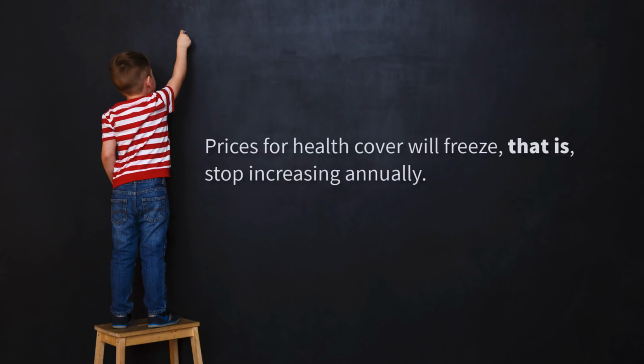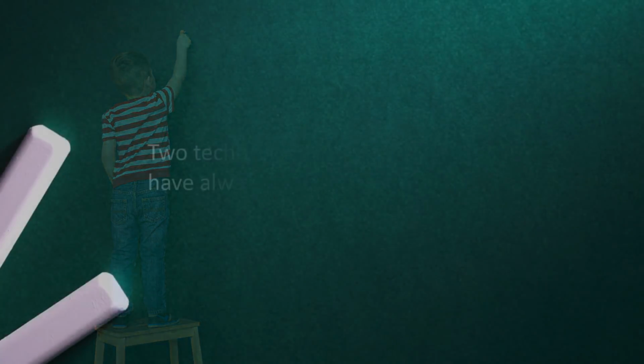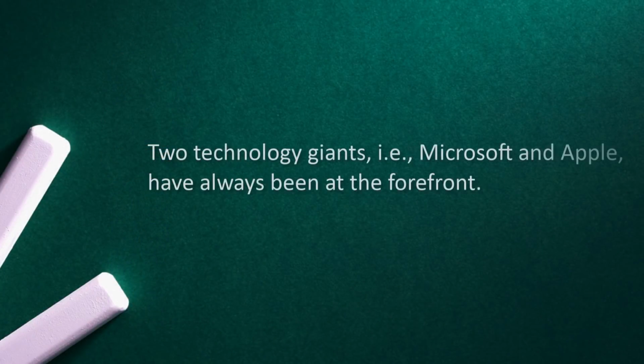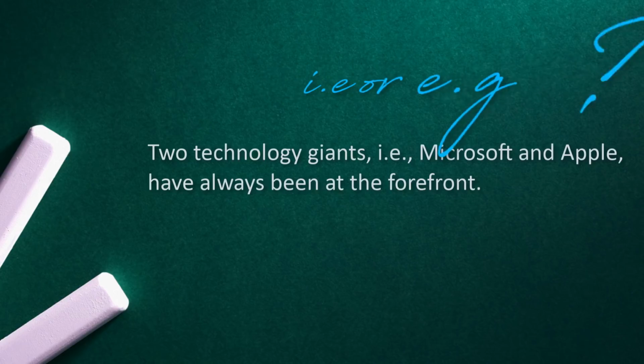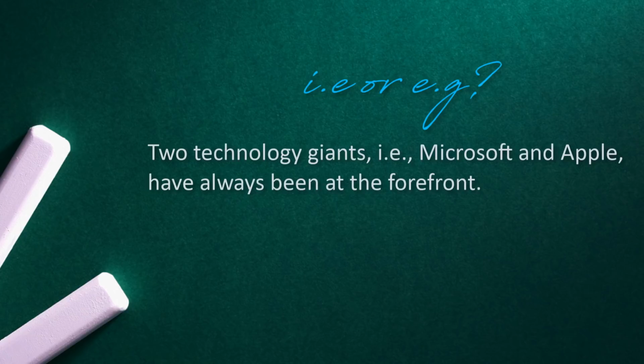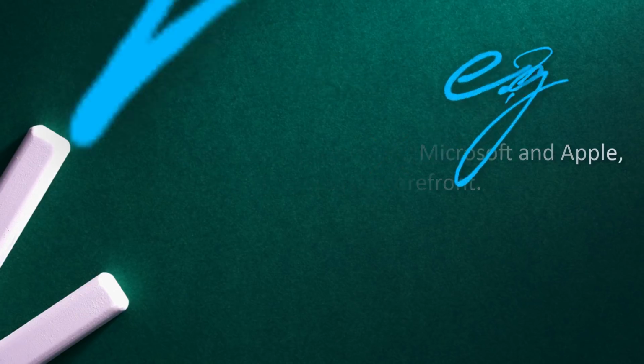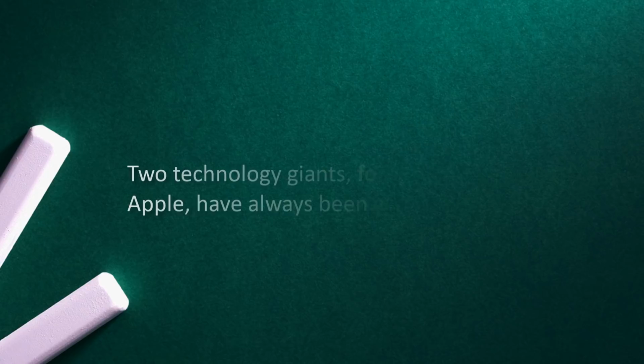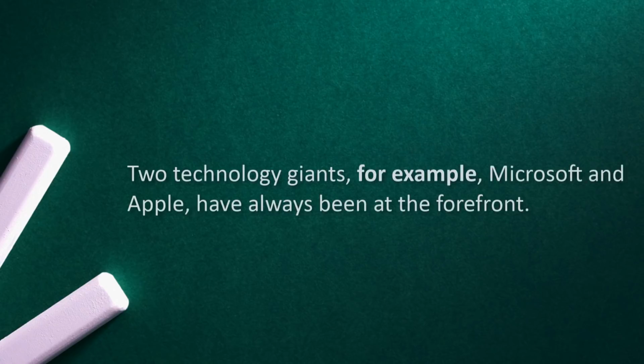Let's have a look at another example. Two technology giants, Microsoft and Apple, have always been at the forefront. Did you say i.e. or e.g.? Well, if you said i.e., we're saying for example, so we use e.g.